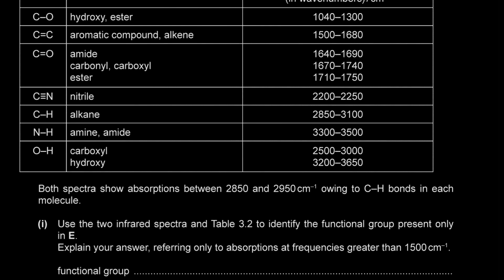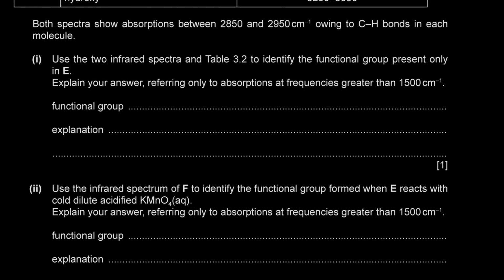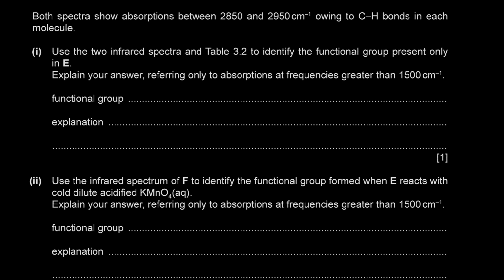So in compound E, the functional group that's present is an alkene, a carbon-carbon double bond. The absorption for that bond is in the range 1500 to 1680 wavenumbers.